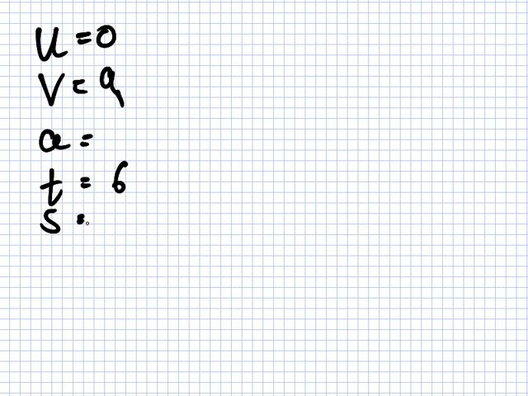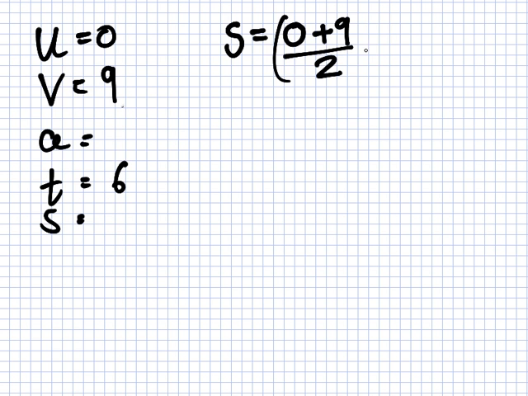So what formula to use? Let me just fix that now. Yeah, which formula should we use? Which one? S equals (U plus V) over 2 times T. That would do it. Yeah. S equals (U plus V) over 2 multiplied by T. So that's 27, isn't it?